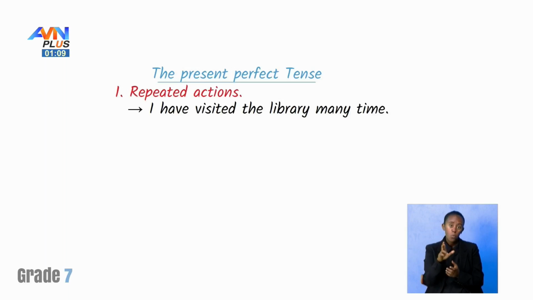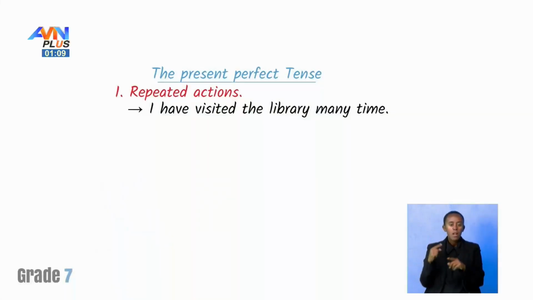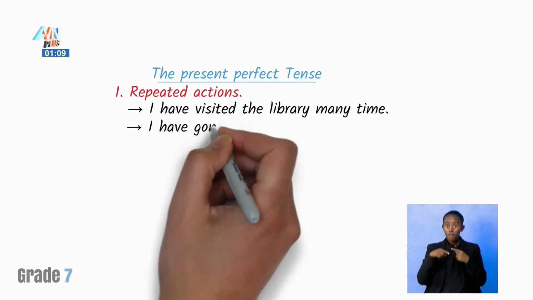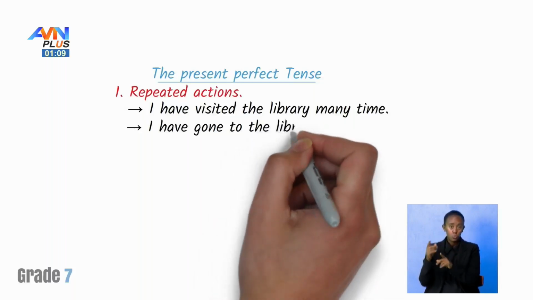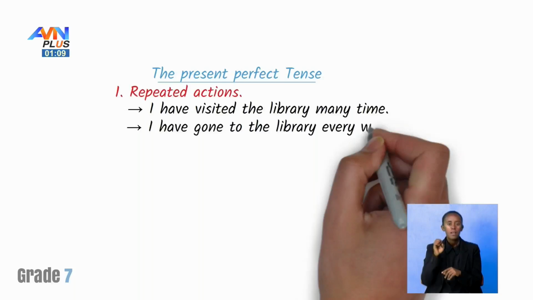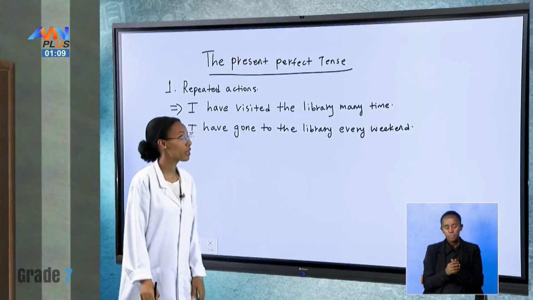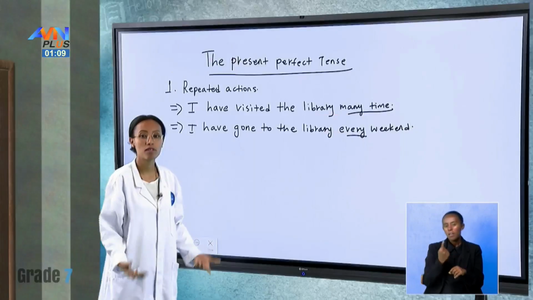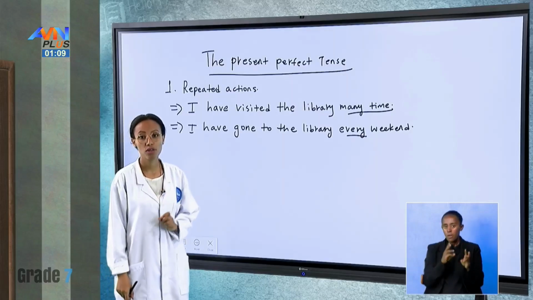Or I have gone to the library, or they have gone to the library every weekend. So it's showing us what? Repetition. Many times, every, several times. It shows us repetitions. This is the first way of using the present perfect.